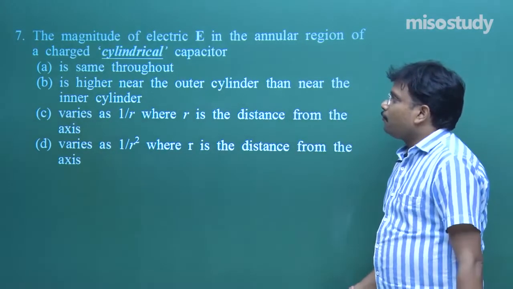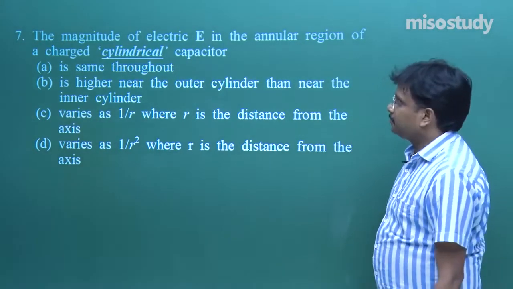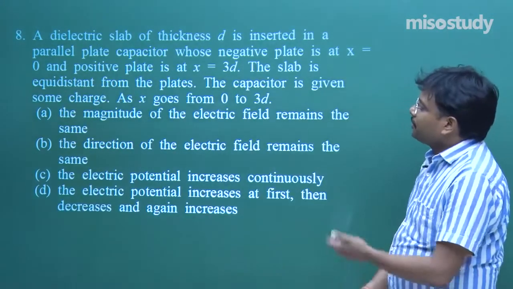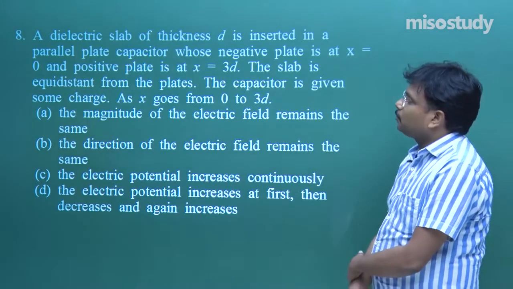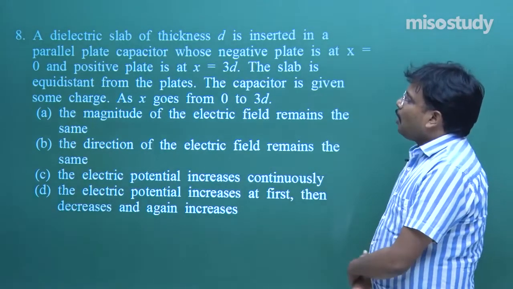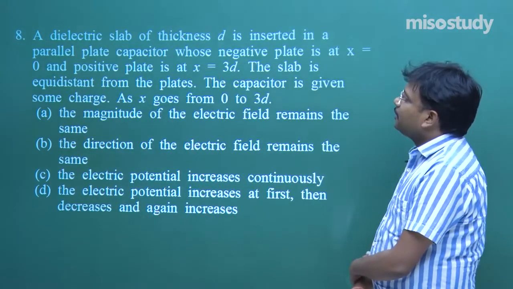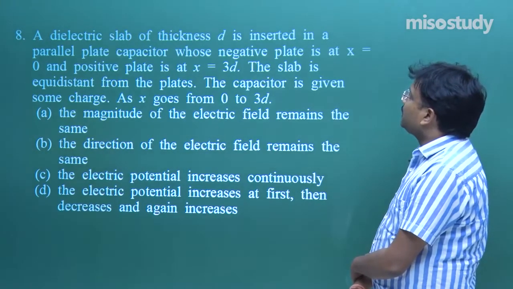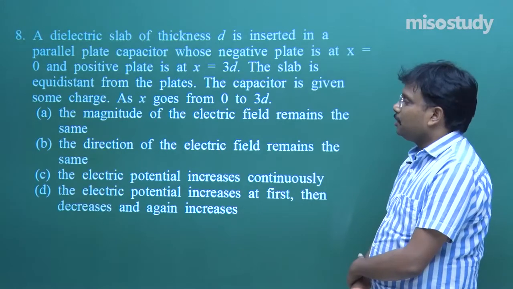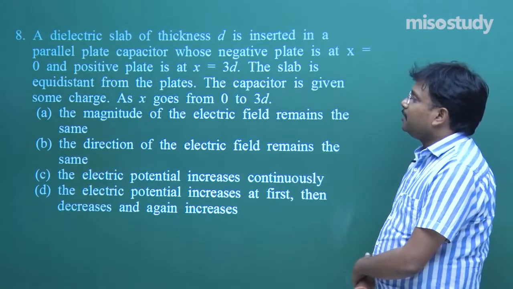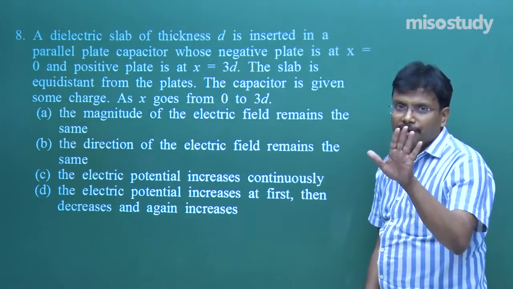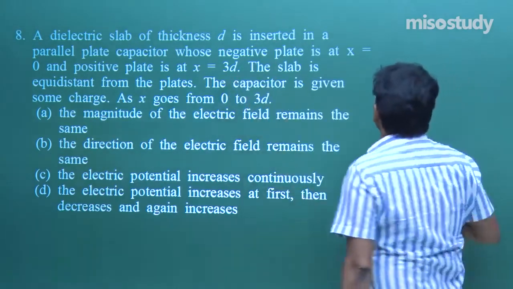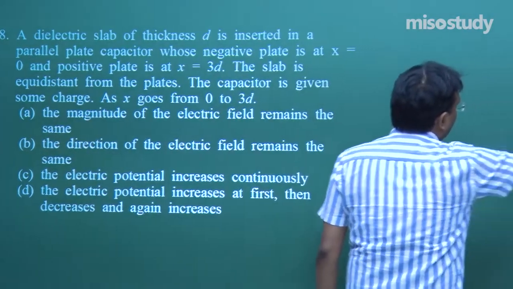So now let us move to question number 8. In this question, what is given and what are we supposed to find out? A dielectric slab of thickness d is inserted in a parallel plate capacitor whose negative plate is at x equal to 0 and positive plate is at x equal to 3d. So let me first draw this. Let us draw the diagram over here.